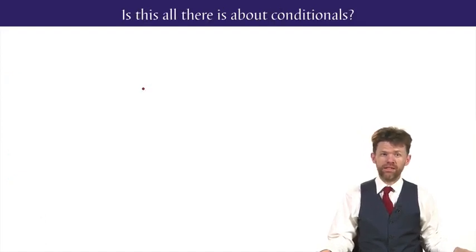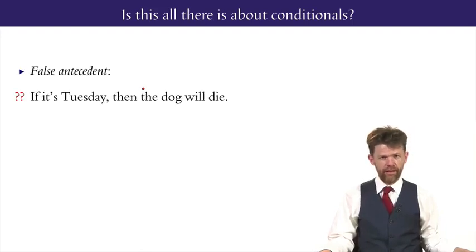But conditionals seem to be a bit more difficult than this. Let's look at a few cases even more closely. In the case of a false antecedent, we wouldn't say, if it's Tuesday, then the dog will die, when there's no connection between the two. We'd just say, it isn't Tuesday, and be done with it. That seems to be right.